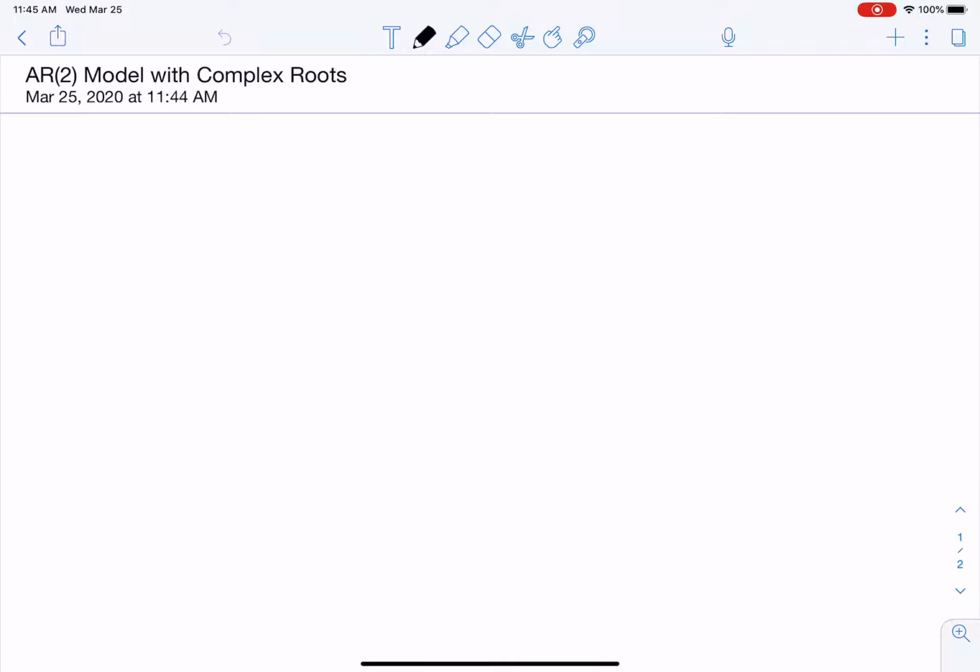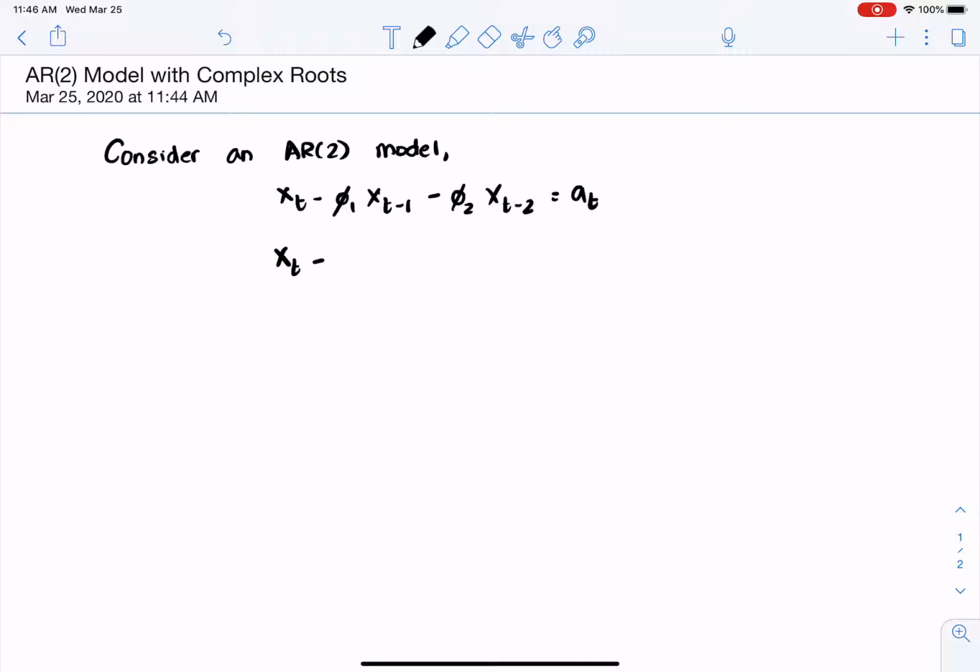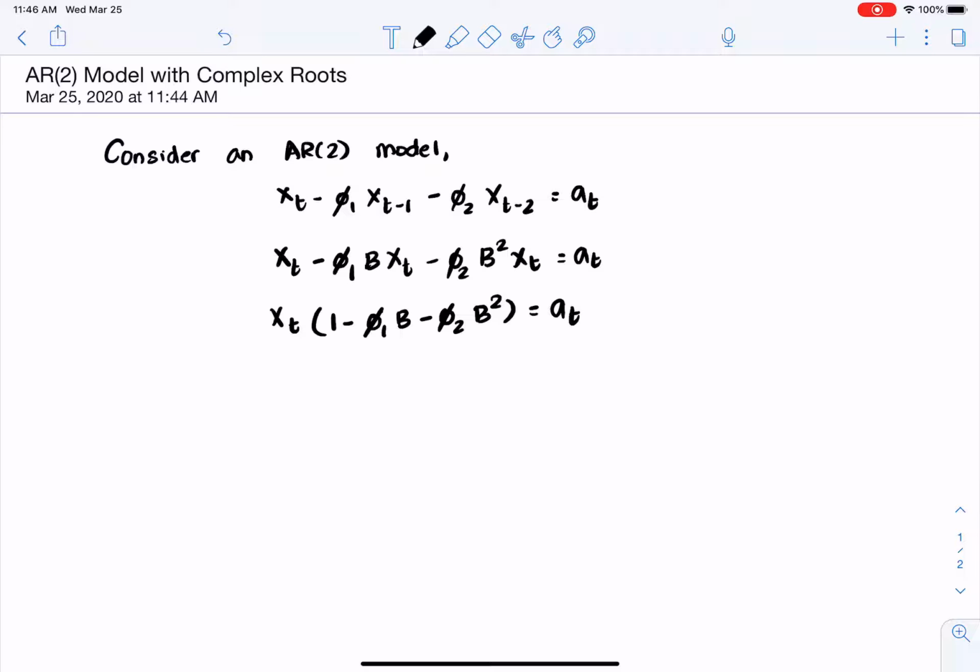So consider an AR(2) model, which is xt minus v1 xt minus 1 minus v2 xt minus 2 equals at. And of course, we could rewrite this as (1 minus v1B minus v2B squared) xt equals at, where B is the backwards operator. So that right there is the characteristic polynomial.